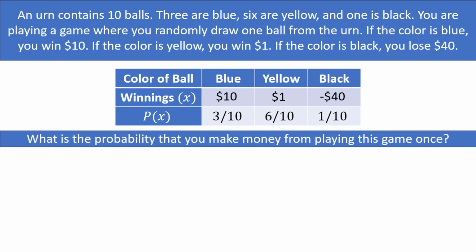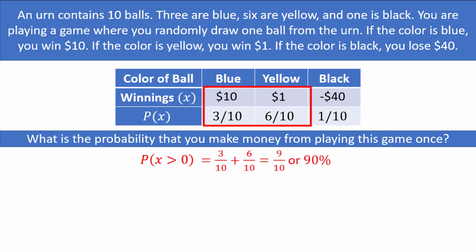What is the probability that you will make money from playing this game a single time? Well, that's kind of like asking what the probability that you make more than $0 is, or the chance that x is greater than 0. The only outcomes where you win money are where you draw either a blue or yellow ball. So add up the probabilities associated with those two outcomes. 3 out of 10 plus 6 out of 10 is equal to 9 out of 10, or 90%.